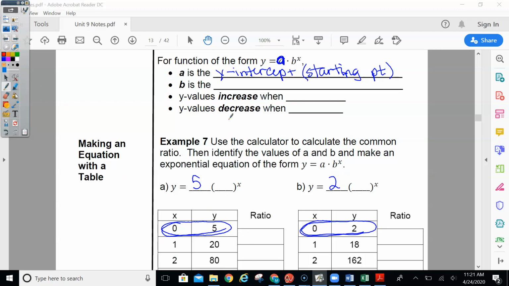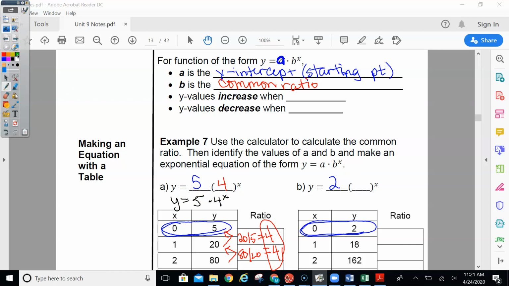The b value is the common ratio that you get when you divide consecutive numbers. So here, if I divide 20 by 5, 20 divided by 5 is 4. Here, if I divide 80 by 20, 80 divided by 20 is 4 again. They're all going to be 4 because it's exponential. So that means my common base is 4. That's the b value. So the equation I would write here is y equals 5 times 4 to the x.